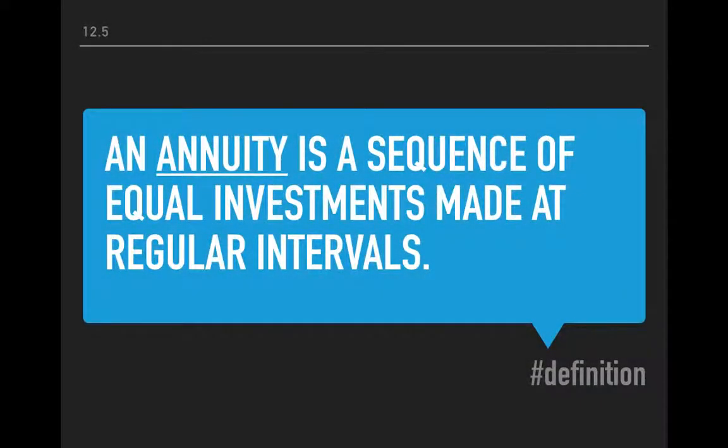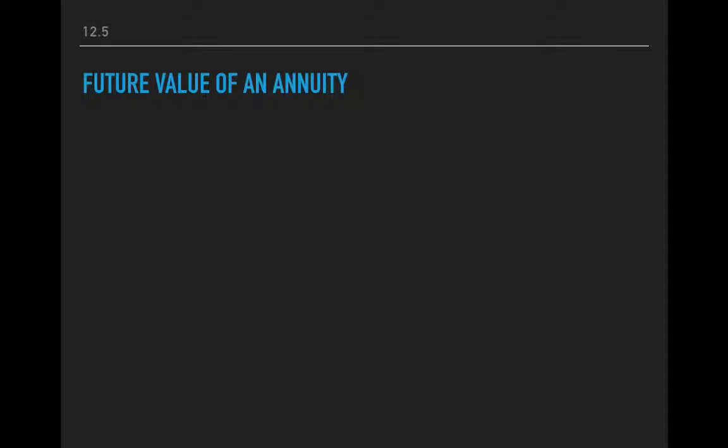All right, we have a new term in this second part of 12.5 geometric series, and it is annuity. An annuity is a sequence of equal investments made at regular intervals. Let me show you all how we find the future value of an annuity.